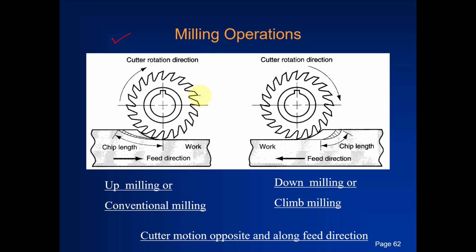There are two types of milling operation, based on the rotation of cutter and feed of the workpiece. Again, I will repeat that on the basis of rotation of cutter and feed of the workpiece, we have two types of milling operation. The first one is up milling or conventional milling, and the second one is down milling or climb milling.